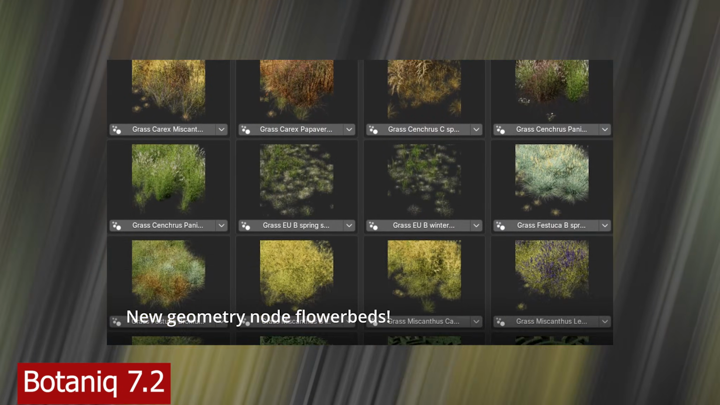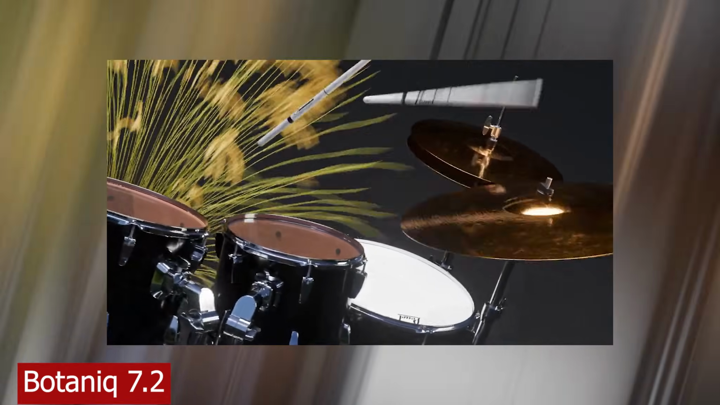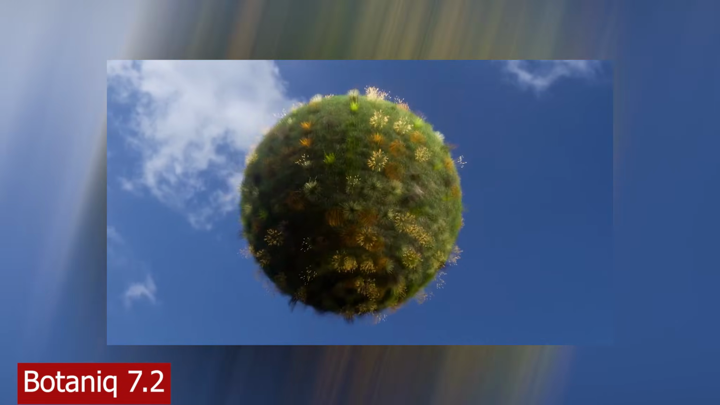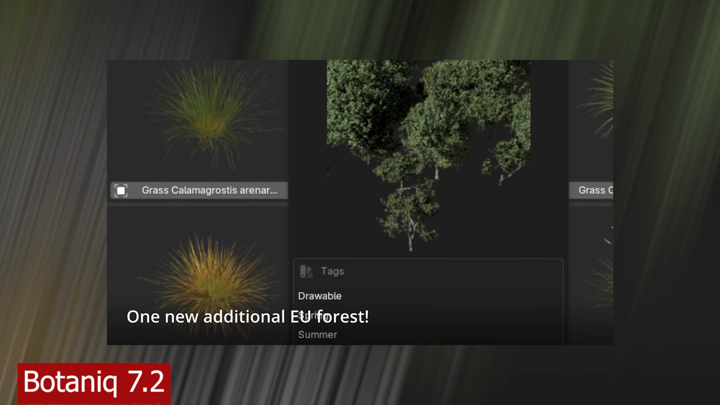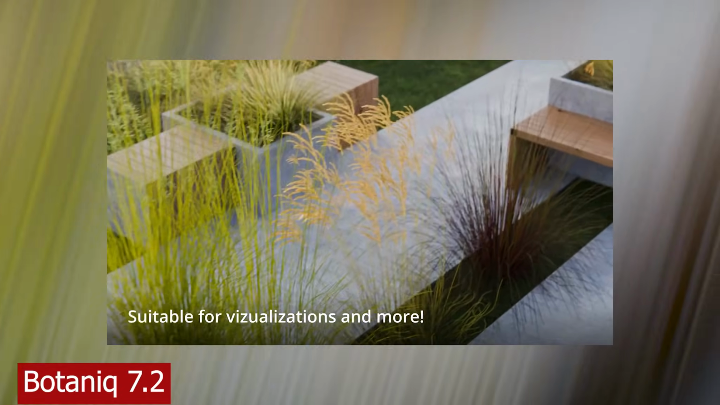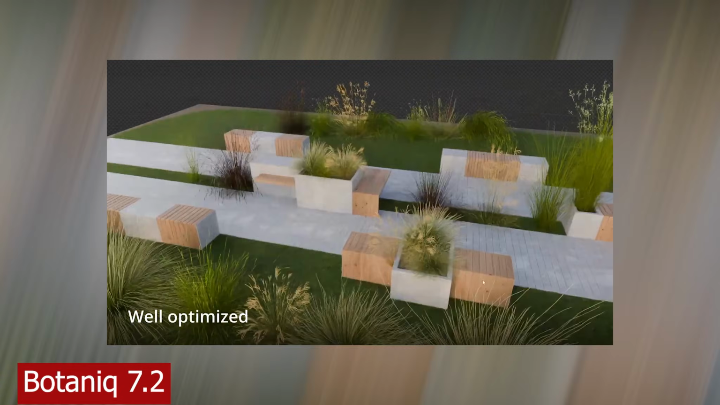If you use Botanique, you should definitely look at their latest update. It adds new decorative grass assets that are perfect for architectural renders, plus geometry nodes, flower beds for quick landscaping. They've also introduced new European tree species and improved the overall UI. On top of everything from older versions, it feels more optimized and production ready.